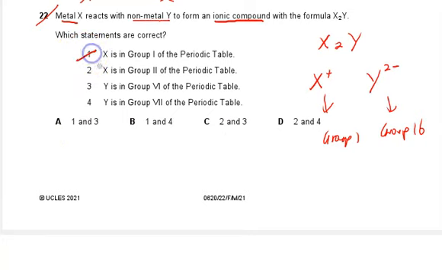So 1 is selected. Number 2, X is in group 2, so it's not correct. So we cancel 2 out, and Y should be in group 6 or 16. So it's 1 and 3. This is the answer for number 22. Now let us look at the next one.